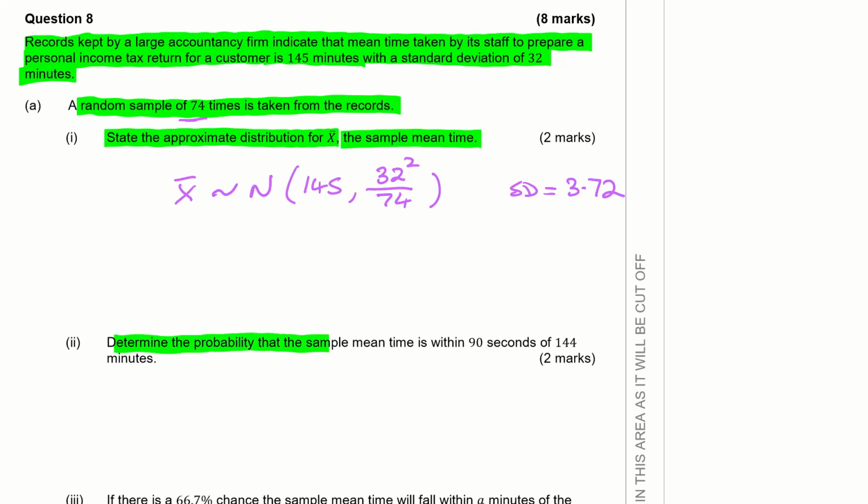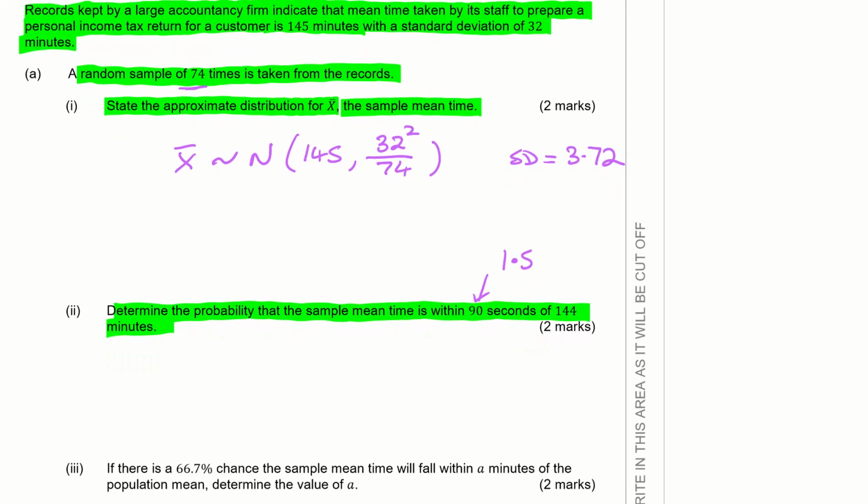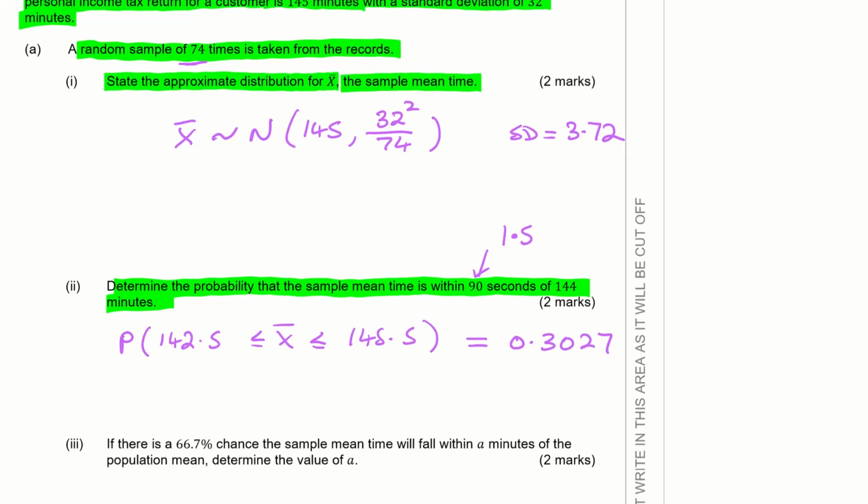Determine the probability that the sample mean time is within 90 seconds of 144 minutes. So that is 1.5 minutes up and down from 144. So we're after the probability of 142.5 less than or equal to x bar, less than or equal to 145.5, and that is just a normal CDF, and if you calculate it, it's 0.3027.